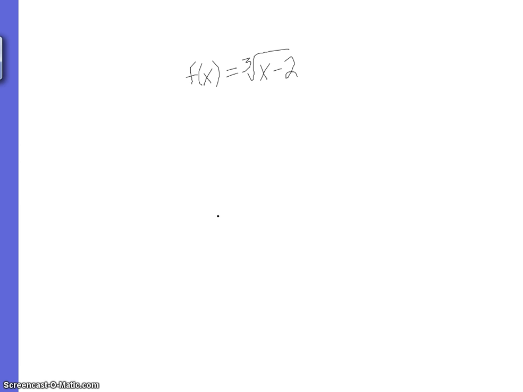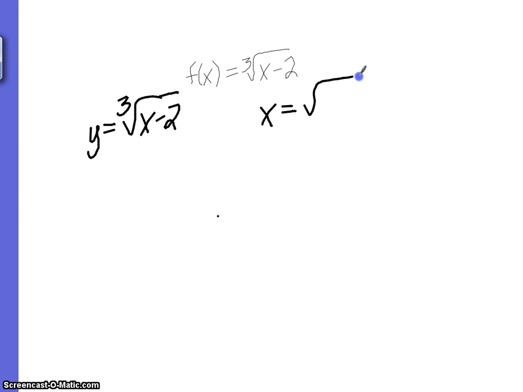So our next equation, we've got the cube root of x minus 2. So y is equal to the cube root of x minus 2. So to find the inverse, I'm going to switch my x and y around. I've got x is equal to the cube root of y minus 2. So again, to cancel out the cube, I'm going to cube both sides, just the same as if I was canceling out a square with a square root.